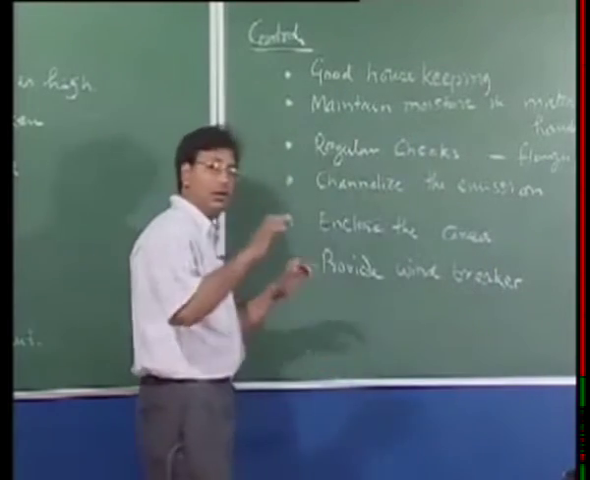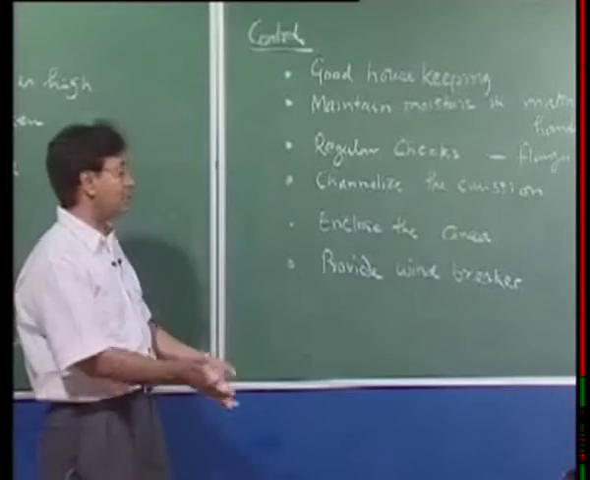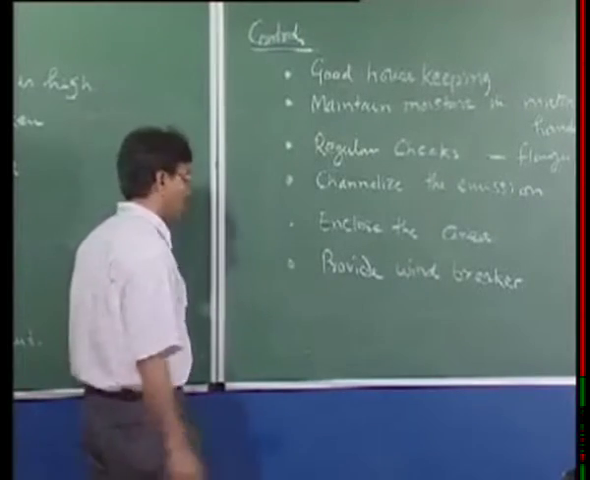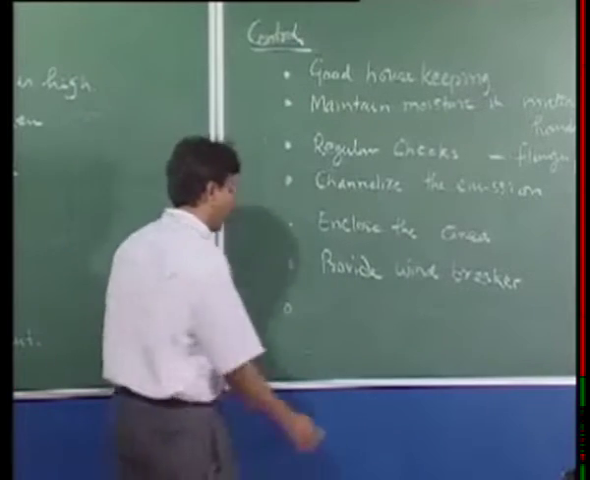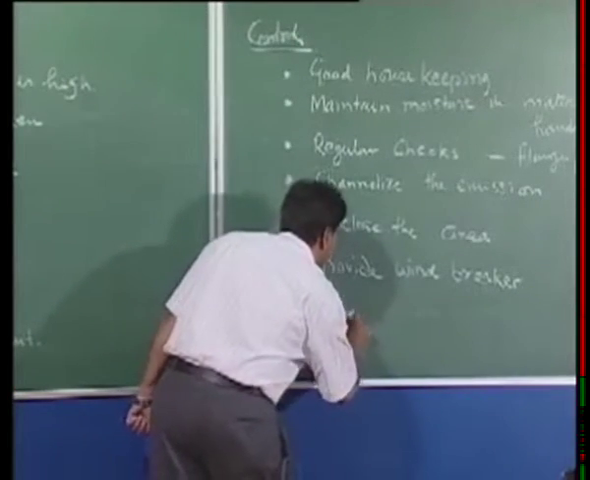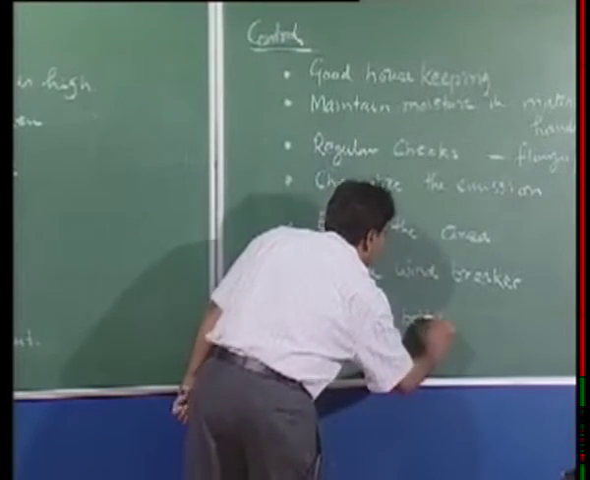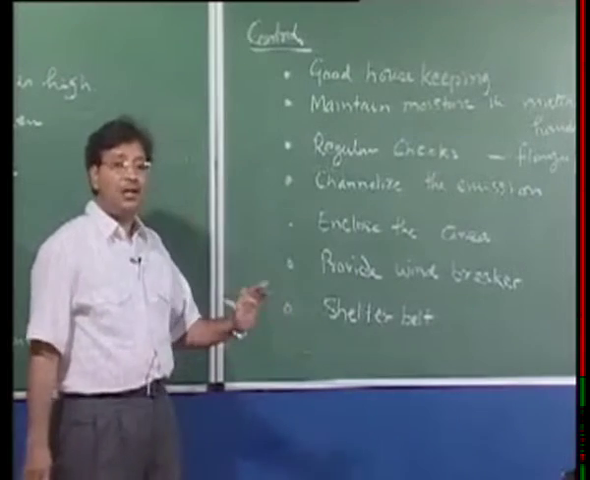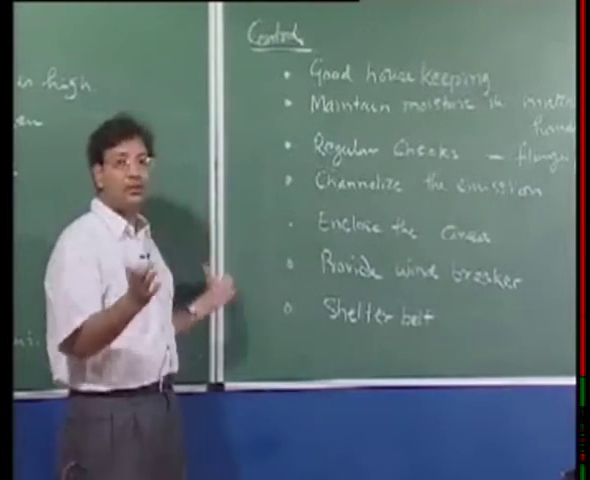That's something that will slow down the speed of wind. As a result, the emission from your storage area will sometimes go down. Provide shelter belts. Okay, I'll explain what a shelter belt is. A shelter belt is smartly putting trees around the area where you are likely to have the emission.